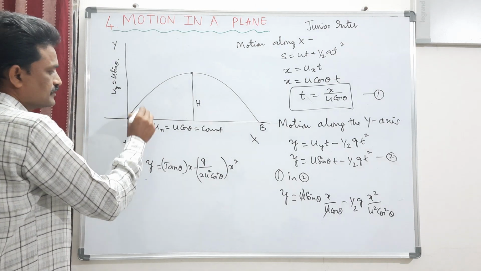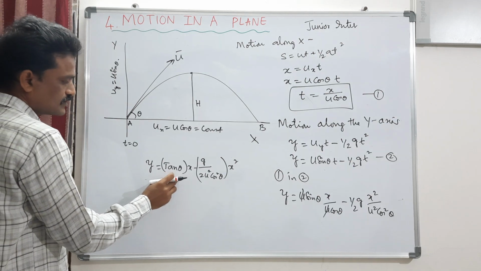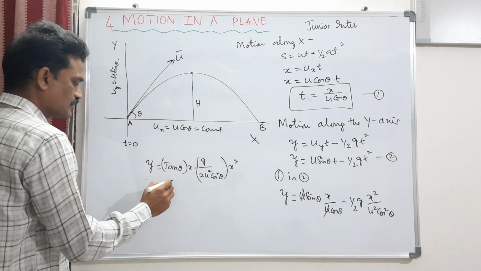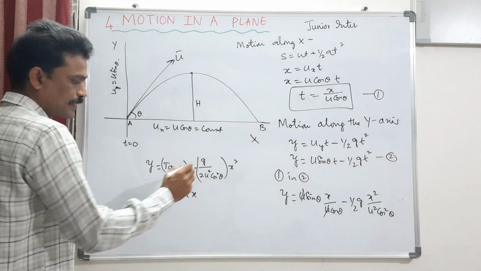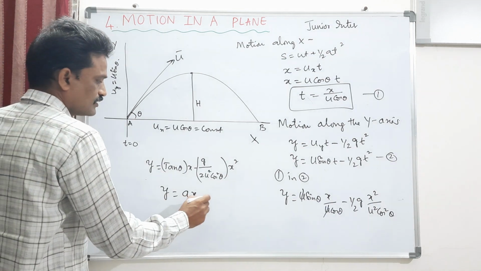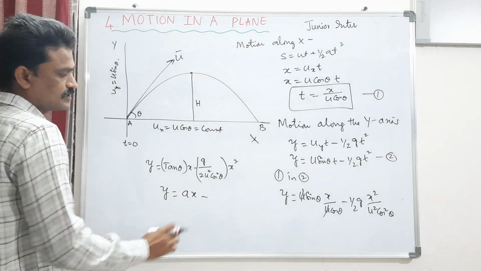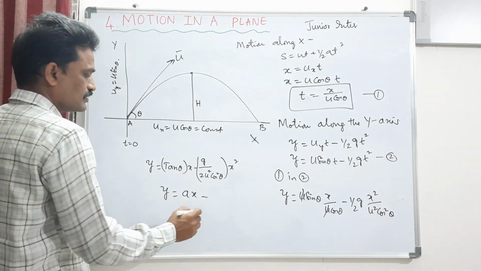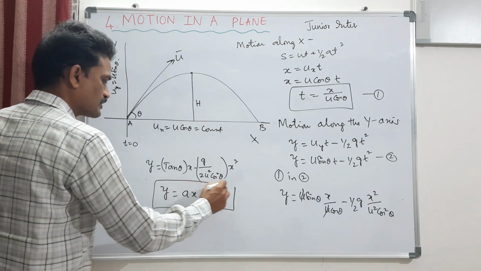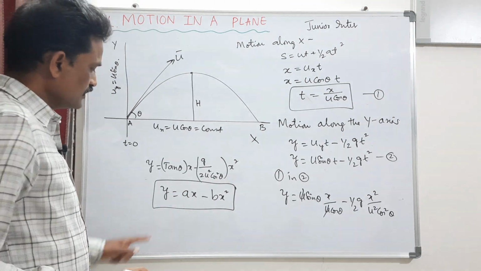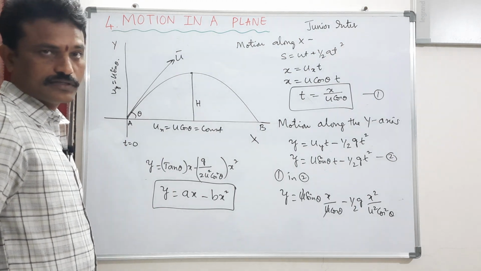Since θ is constant and u is also constant, this is a constant, I will indicate it as a constant a, so I can write it as y = ax, where a = tan θ. Here the term within the bracket, g is a constant term, u is constant, θ is constant, so the whole term in the bracket is a constant. I will indicate it by b, so I will write the equation as y = ax − bx². y = ax − bx² mathematically indicates the equation of the parabola.